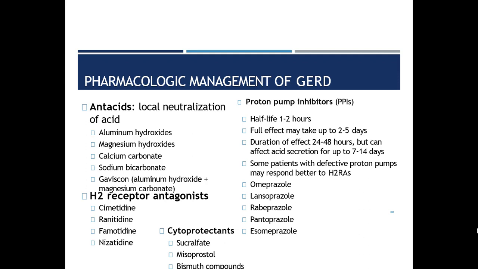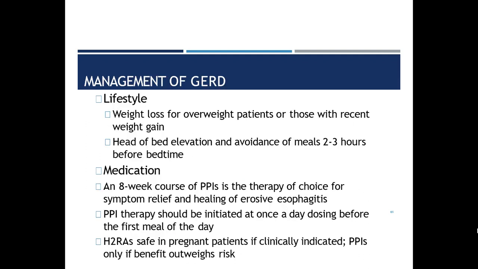And very, very important nowadays, after which most of the cases can be managed without surgery, are the proton pump inhibitors. Now proton pump inhibitors have full effect, and the patient may be free from symptoms within 2 to 5 days. Some patients with a defective proton pump may respond better to H2 receptor antagonists, but the commonest proton pump inhibitors are omeprazole, lansoprazole, esomeprazole and so on.